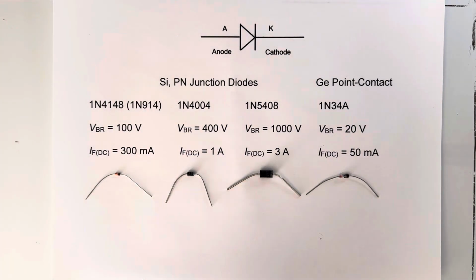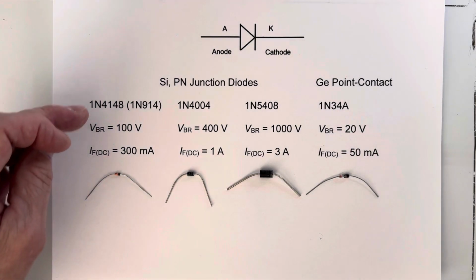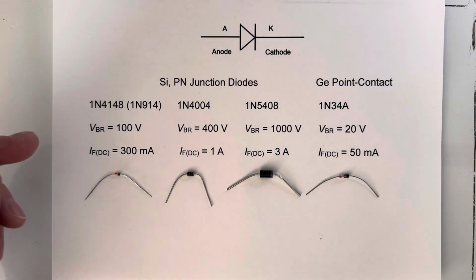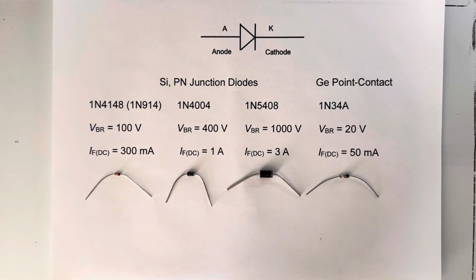On the left-hand side of this page, we have the 1N4148, which is a very common fast switching diode used in low power applications. It's got a breakdown voltage of 100 volts. That's what V sub BR means, reverse breakdown voltage. And it can carry a DC forward current of 300 milliamps.